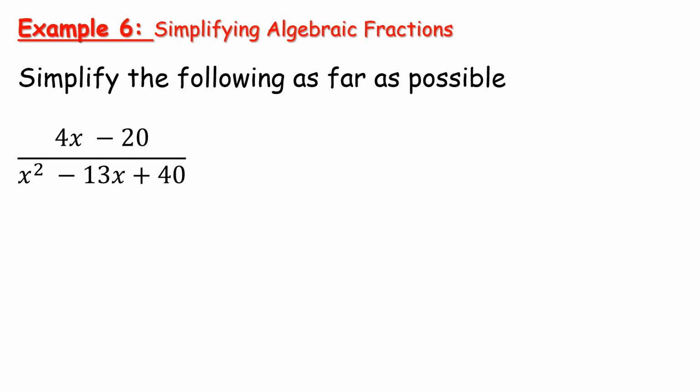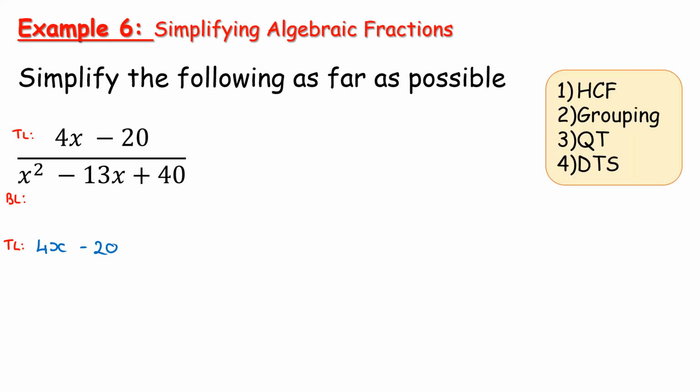So example 6, this time we again have a quadratic trinomial, but it's on the bottom. But I'm still going to do my labeling. TL for top line, BL for bottom line. That allows anybody who's correcting my work, or just for yourself, to keep track. 4x minus 20. Okay, so there's our list. It's going to be highest common factor. 4 is common. That leaves us with x minus 5.